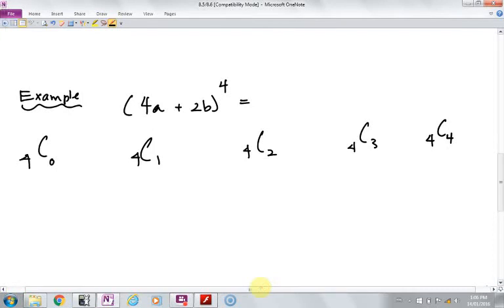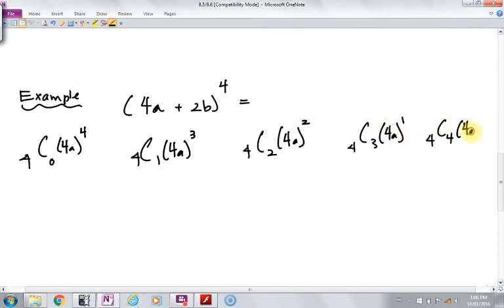Now, I put in the first term. I need brackets now because I've got a 4 with it. So it's 4a to the power of, what's my first power? 4, which is n. And then I'm going to have 4a to the power of 3, and 4a to the power of 2, and 4a to the power of 1, and 4a to the power of, what's the last one? 0.